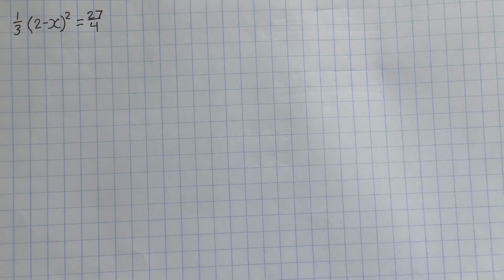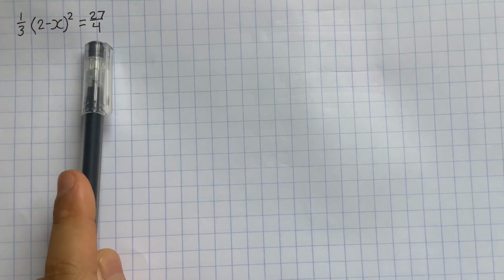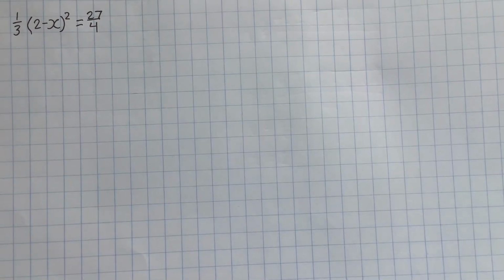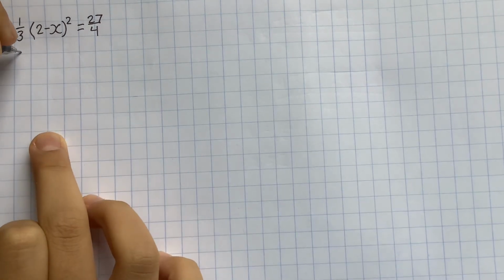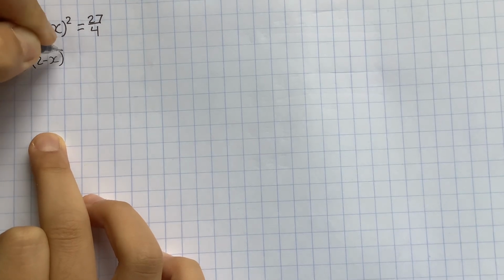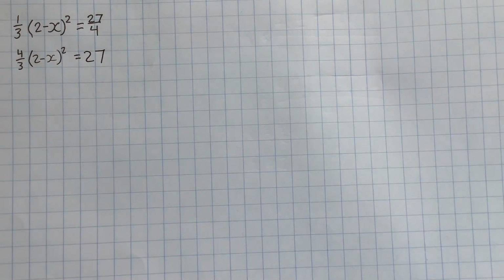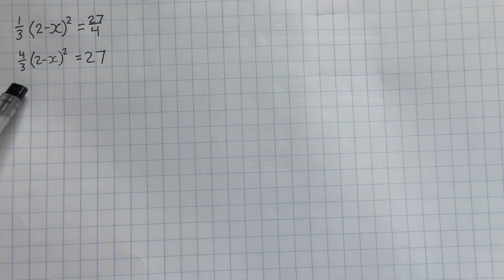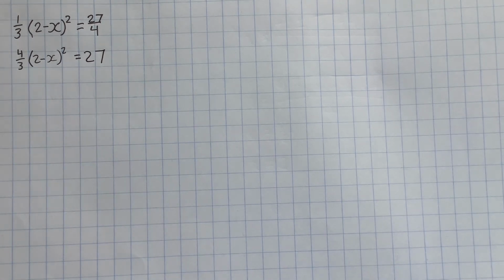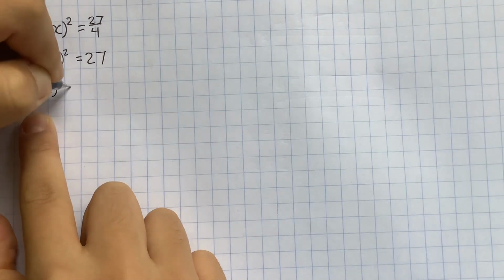So we need to get rid of this fraction on the right. So we can multiply both sides by 4, so we get 4 thirds multiplied by 2 take away x squared is equivalent to 27. Now this is all very straightforward if you know your year 8 or 9 basics. Now we want to get rid of this fraction right here, so we're going to multiply both sides by 4 over 3. So this gives us 2 take away x squared equals 36.